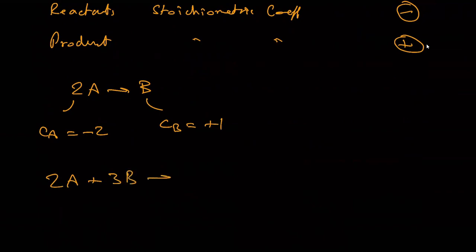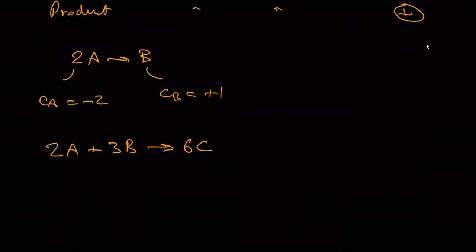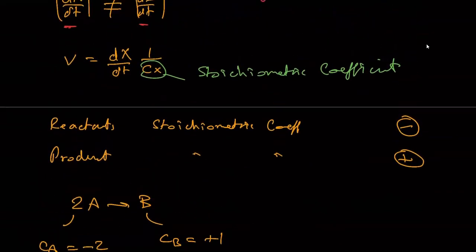So 2A plus 3B goes to 6C, right? Something ridiculous like that. Then the stoichiometric coefficient for A is -2. The stoichiometric coefficient for B is -3. And the stoichiometric coefficient for C, because it's now a product, is +6. Okay, so those are the C_X numbers you find here, right?